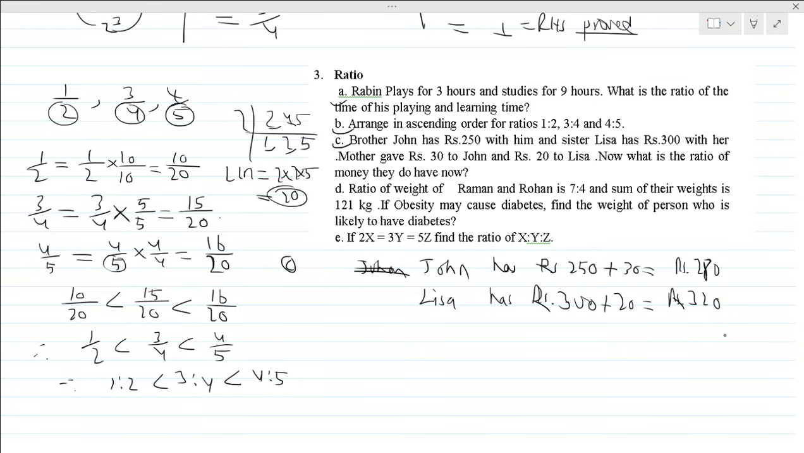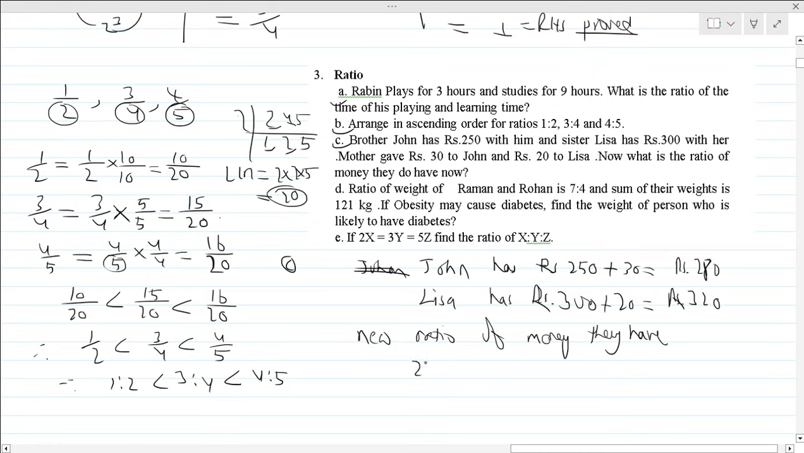Now the ratio of that money after their mother gave it to them, we have to find. So we may say their new ratio of money is 280 divided by 320. First we cancel by 10, we get 28 by 32, and again we divide by 4. 4 sevens are 28, 4 eights are 32. So 7 by 8. Now it cannot be divided further, so the ratio is 7:8. So number C is done.